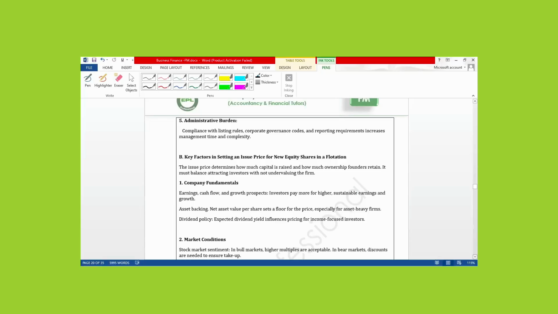What are company's fundamentals? Your financial reports, your earnings, your cash flows, your growth prospects, sustainable earnings and growth, your asset base.